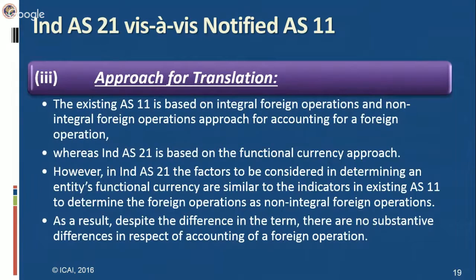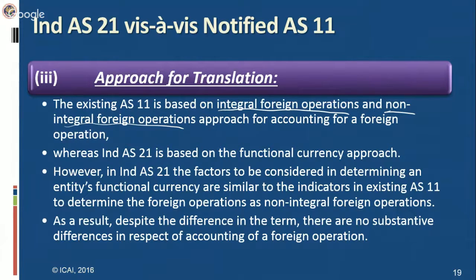The existing AS 11 is based on integral foreign operations and non-integral foreign operations, IFO and NFO. Integral foreign operation is basically the operation, the activities, operations of which are integral to a business entity, and non-integral foreign operation is the one whose operations are not integral part of our reporting enterprise. So this terminology of integral foreign operation and non-integral foreign operation is described under existing AS 11, which is notified.